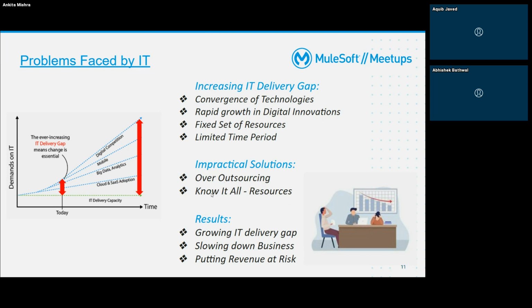Or you can have know-it-all resources. Do you think this is practical? No. You cannot expect your resources, your employees, to know everything depending upon the changes which are happening across the globe. So what is the result? Because of this IT delivery gap, the result is that this gap is continuously growing. We are in a deadlock. It is slowing down the business and putting the revenue at risk.